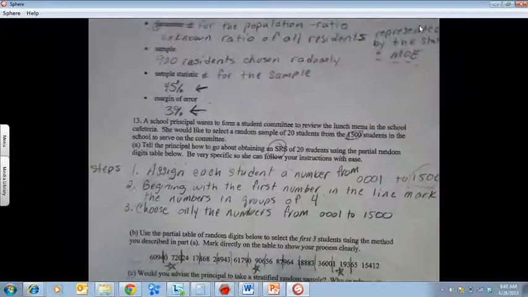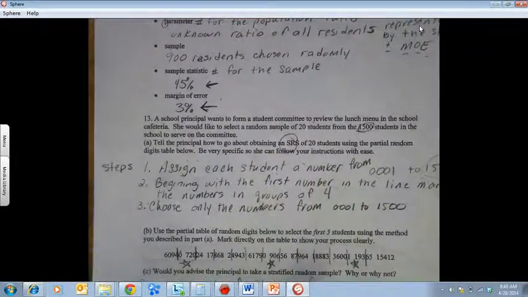Question 13, the school principal wants to form a student committee to review the lunch menu in the school cafeteria. She'd like to select a random sample of 20 students from the 1,500 students in the school to serve on the committee. So question A, tell the principal how to go about obtaining a simple random sample of 20 students using the random digits table below. Be very specific so she can follow your instructions with ease.